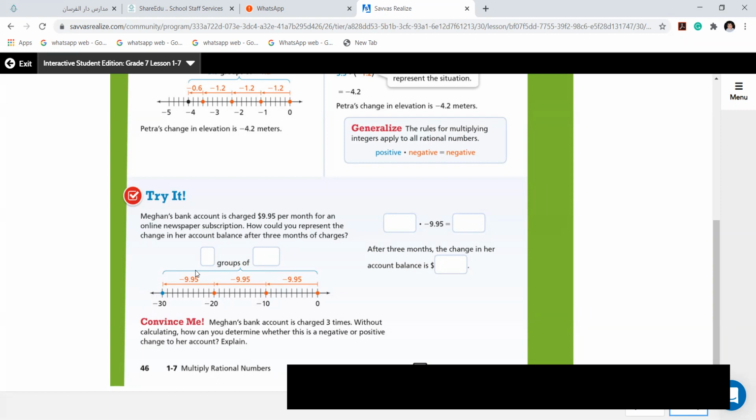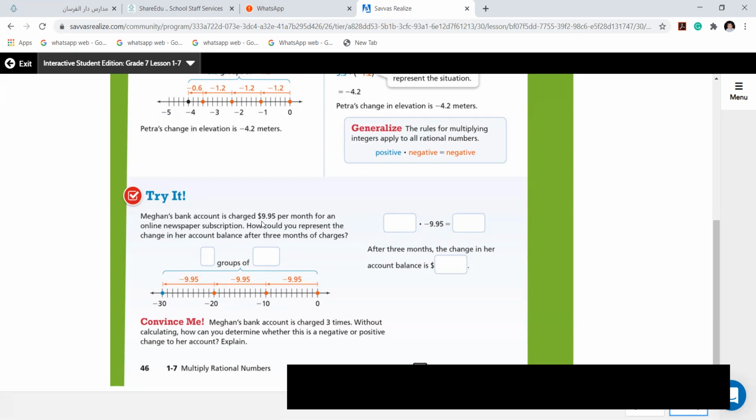I'm asking you a question. Girls, what? Maybe the third time I asked one question and no one is responding. I asked: $9.95, when a bank is charging you every month from the bank account, will this amount be removed or added?